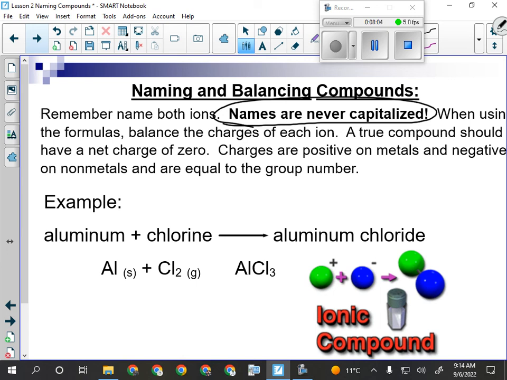Now, what are these numbers? What's the 3 and the 2 tell me? How many of those atoms there are. Right, it tells me that there's 1 aluminum atom and 3 chlorine atoms in aluminum chloride. How come they don't just go together 1 to 1? Sodium and chlorine went together 1 to 1. Why don't aluminum and chlorine go together 1 to 1?